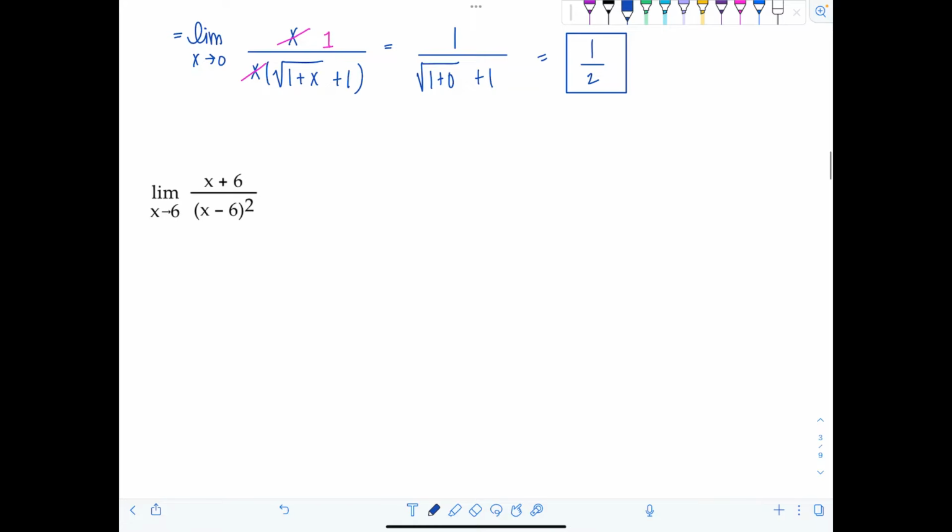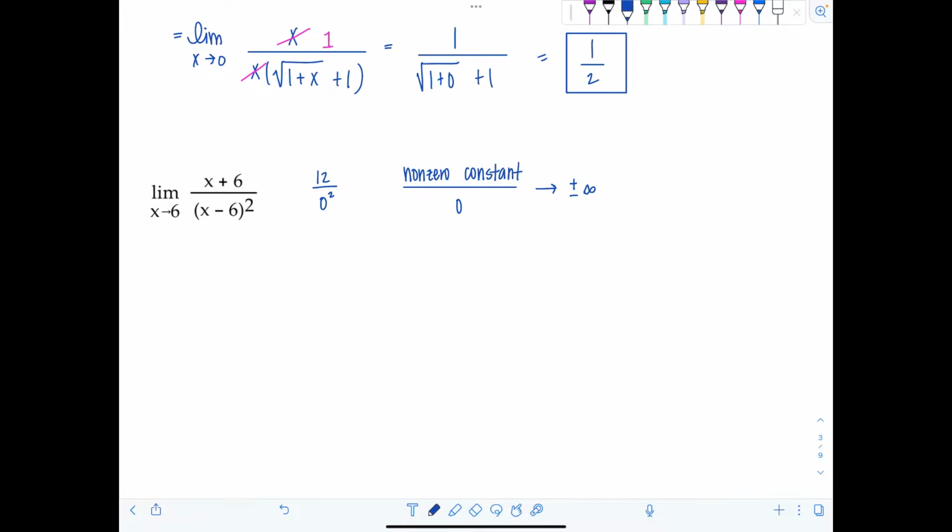Okay, next one, we have the limit as x approaches 6 of x plus 6 over x minus 6 squared. So right off the bat, if you try to substitute in 6, we have 12 over 0 squared. And this is a special case when you have a non-zero constant and the denominator is approaching 0, this quantity approaches either positive or negative infinity.